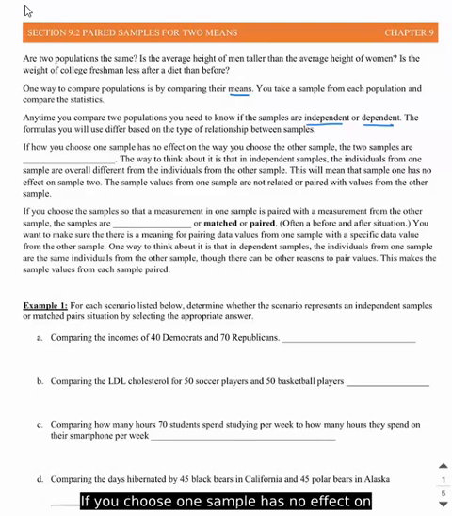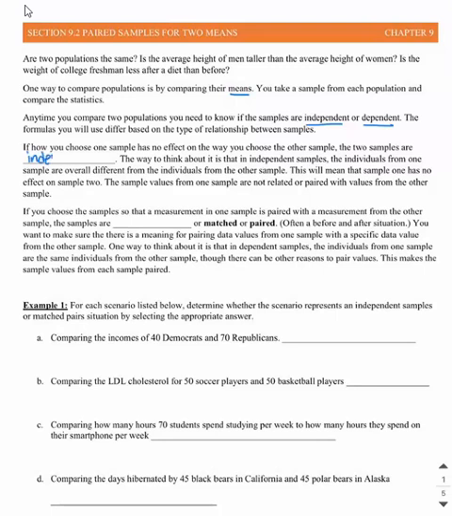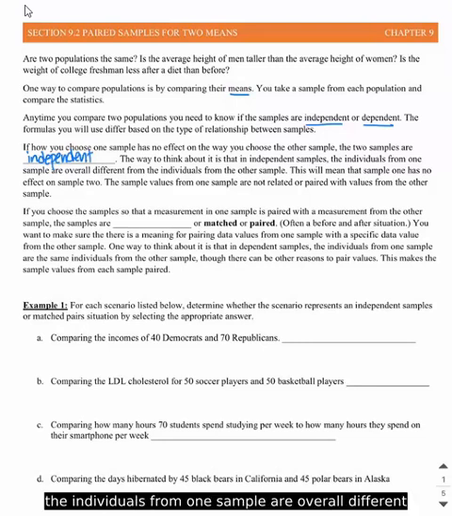If you choose one sample, right, and it has no effect on the way you choose the other sample, the two samples we say are independent. The way to think about that is, in independent samples, the individuals from one sample are overall different from the individuals from the other sample. This will mean that sample 1 has no effect on sample 2. The sample values from one sample are not related or paired with values from the other sample. So, the height of men and women, those would be independent samples.